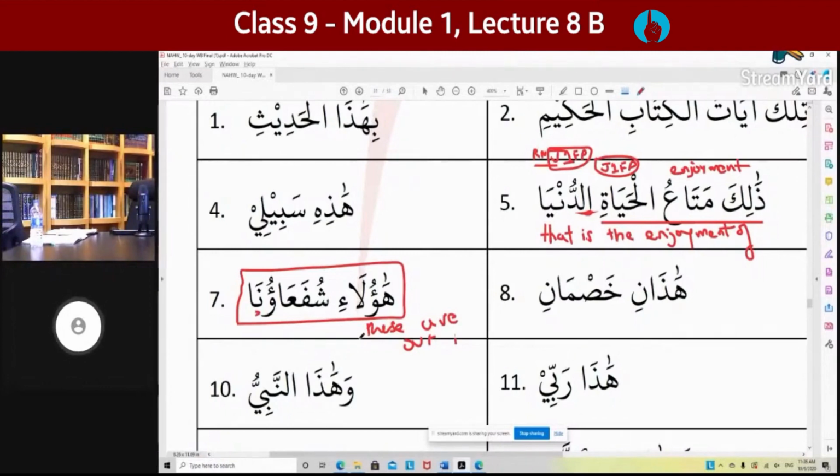The ism that's being pointed at does not have to be rafa'. No.